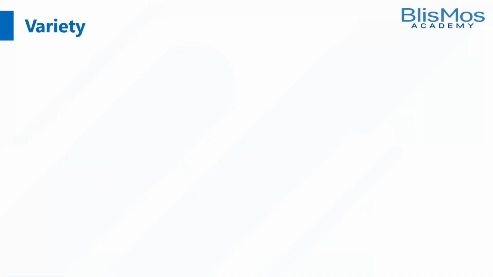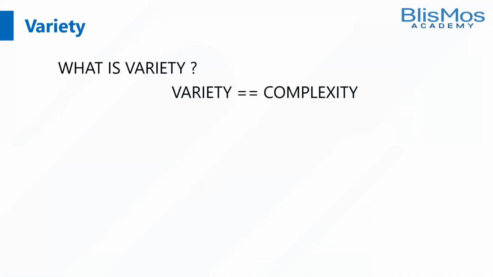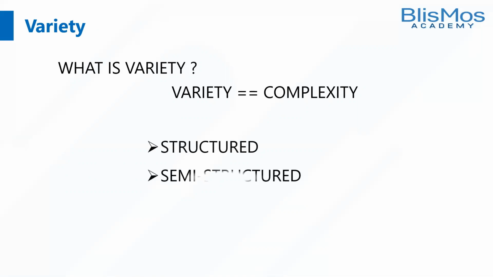Now let us understand the variety of the data. Any idea what is variety? Variety is nothing but the complexity of the data. We have three categories in terms of variety. One is structured, second one is semi-structured, the third one is unstructured.